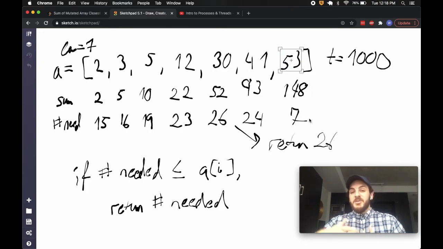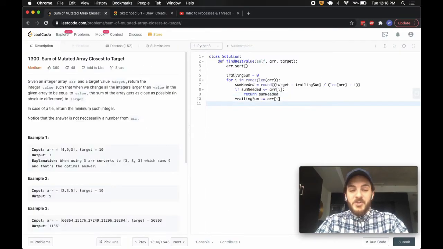If the number we needed was greater, say 100 or 200 or something along those lines, well, that's not the minimum possible answer we can return. By returning the final element in the array, we're stating that we can't change any of these numbers because this is the biggest number there. And so that's why our final statement here will be, if none of this worked, we're going to return the final number in the array.